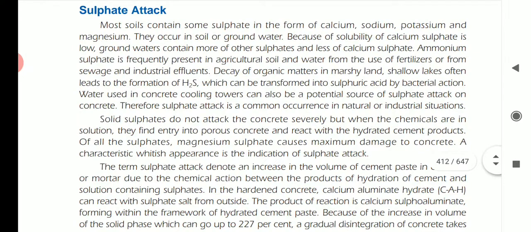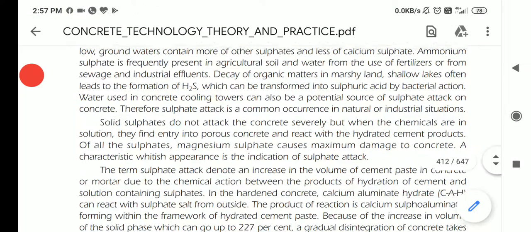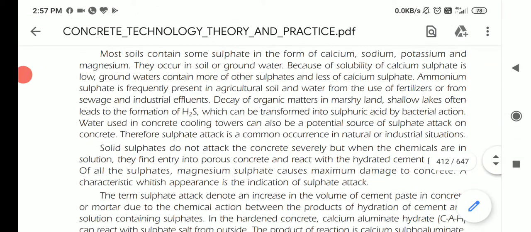Most of our soils contain some sulfate in the form of calcium, sodium, potassium and magnesium. They occur in a soil and groundwater. Because the solubility of calcium sulfate is low, groundwater contains more of other sulfates and less of calcium sulfate.